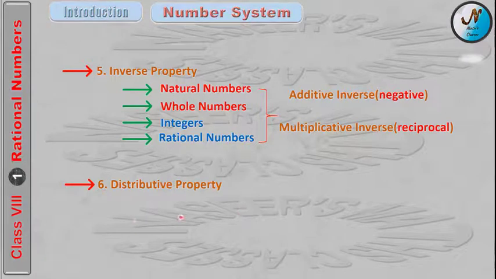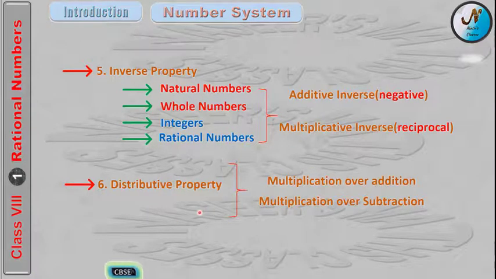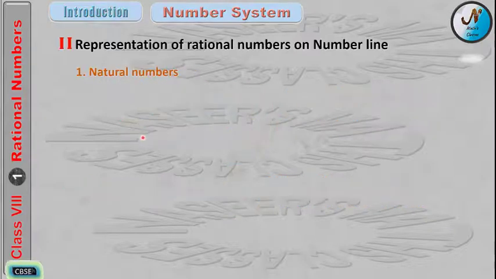Next, the last and final property, distributive property. There are two distributive properties. One is multiplication over addition and the other is multiplication over subtraction. These are the distributive properties. Next, the second topic is representation of rational numbers on the number line.